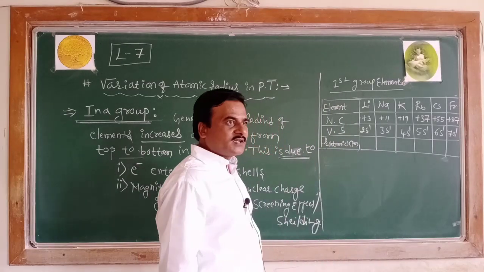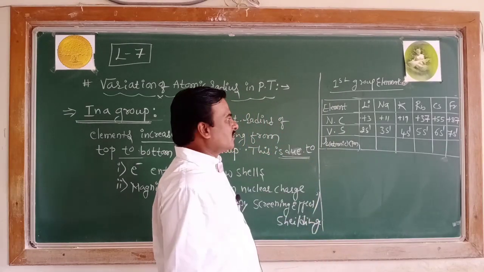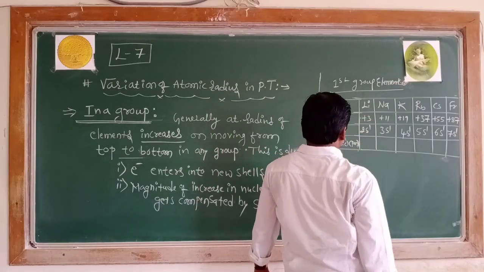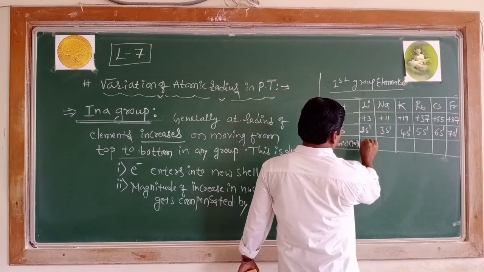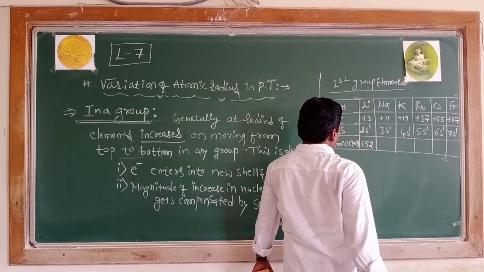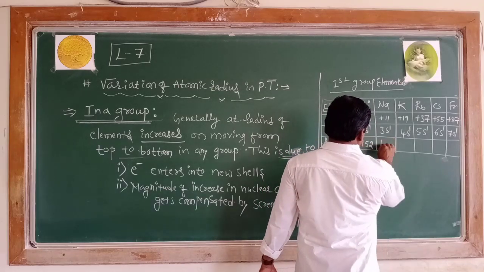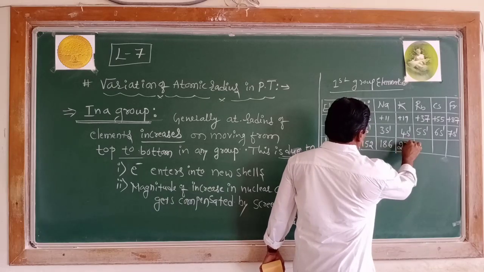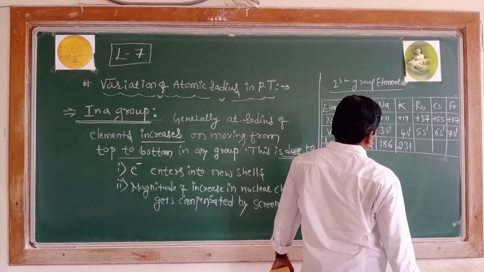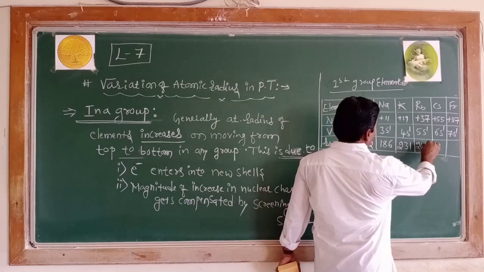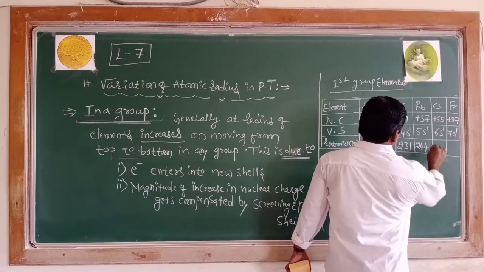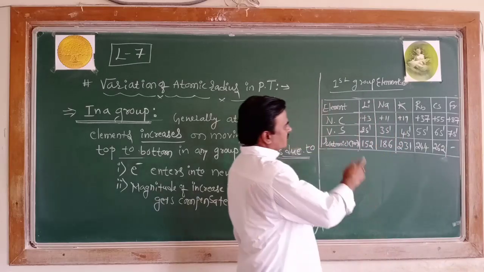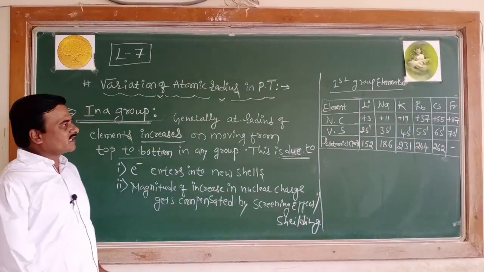Let's take the magnitude of atomic radius of these elements. Lithium atomic radius is 152 picometer, sodium 186 picometer, potassium 231 picometer, rubidium 254 picometer, cesium 262, francium being radioactive, we have a gap for an exceptional case.